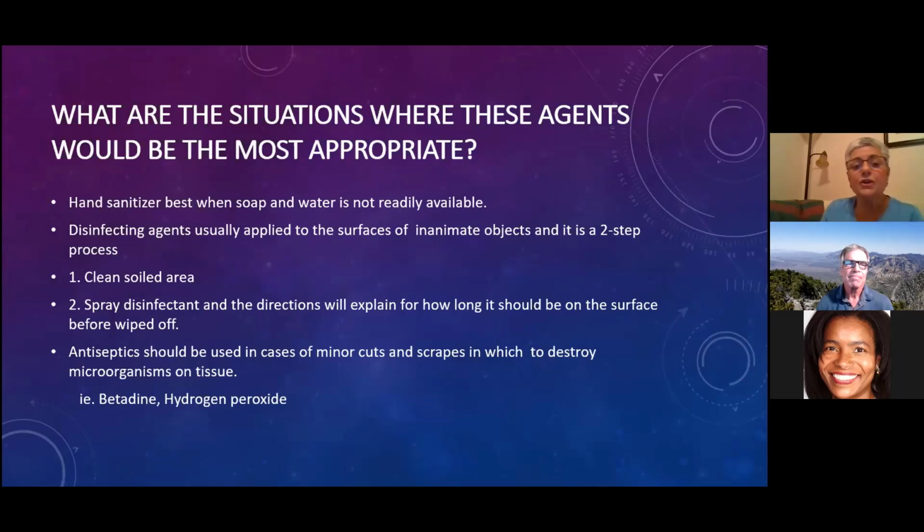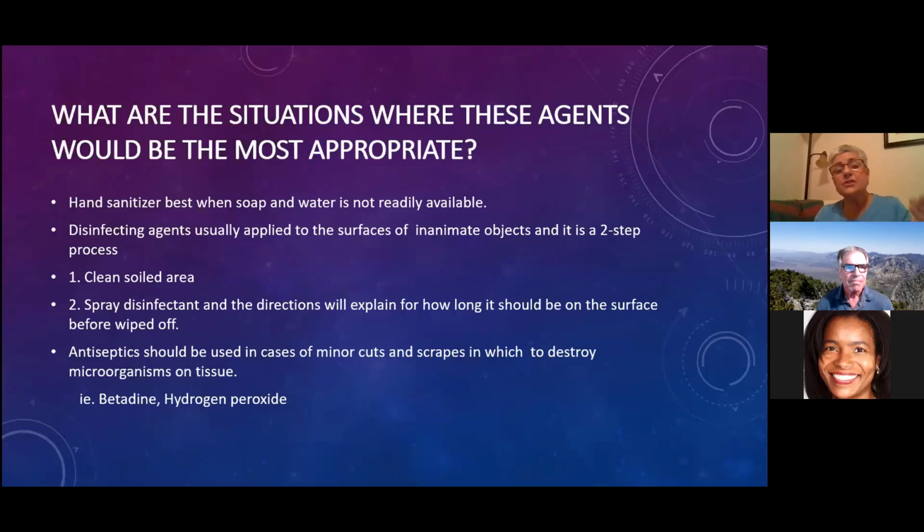Disinfecting agents are usually applied to surfaces of inanimate objects, tables, chairs, computers, and it is a two-step process. First you want to clean up the area, then you want to spray that disinfectant, and the directions will explain for how long it should be on that surface before it's wiped off.